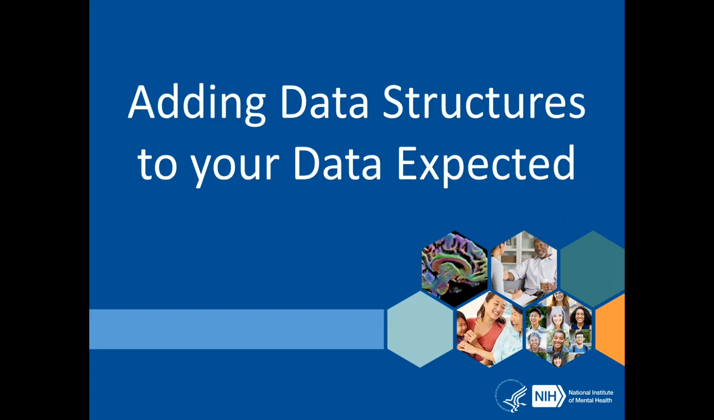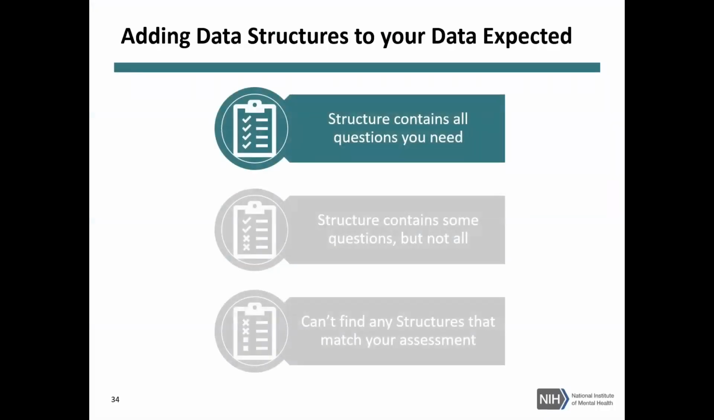Thanks, Lorraine. So far, we've discussed the components of a data structure and how to find data structures in the NDA Data Dictionary. So next, we'll go over how to actually add data structures to your collection's data expected list. So there's three paths we mentioned that you can have when you're looking to add data structures to your data expected list. The first path is considered the easiest of the three. It's what we call the happy path, in which you found a data structure in the NDA Data Dictionary that works for you as is, with no changes or modifications necessary.